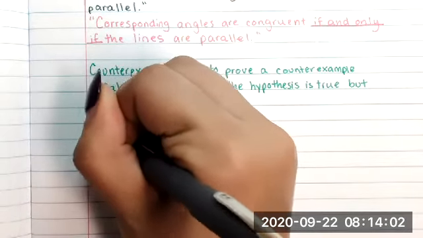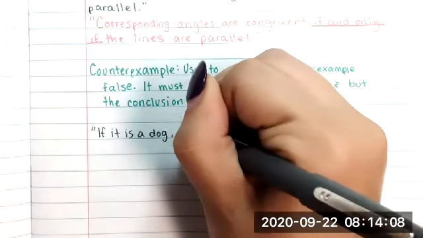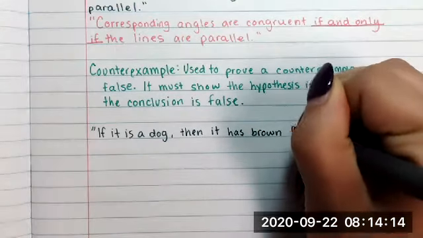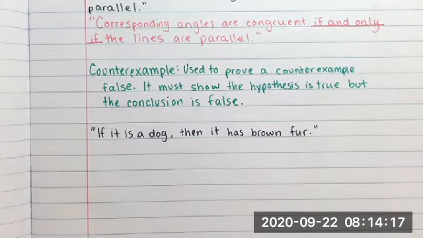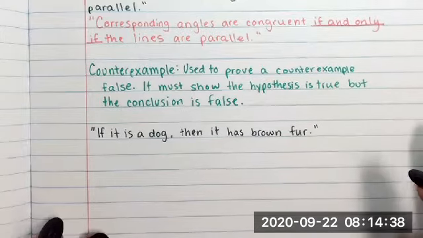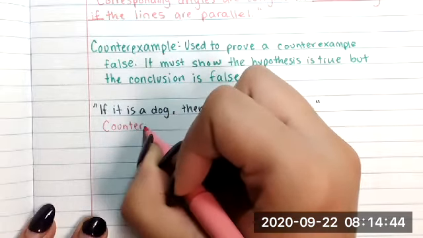So if it is a dog, then it has brown fur. So right away, hopefully a lot of you are going, no, that's not quite right. My dog is white, or my dog is black, or my dog has spots, or whatnot. Not every dog is brown. And that's exactly what you should be thinking. Those counterexamples you're coming up with right away are all wonderful. So there's a lot of different possible counterexamples to a statement like this.